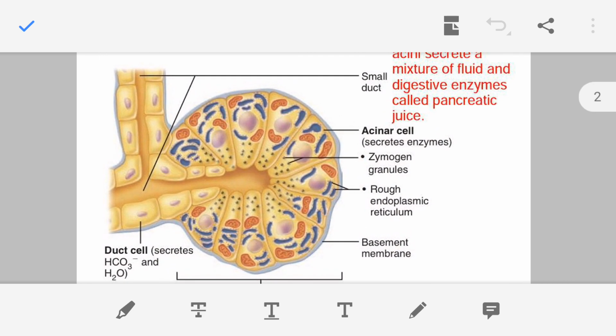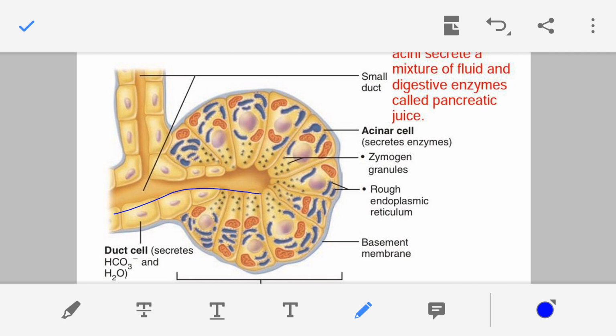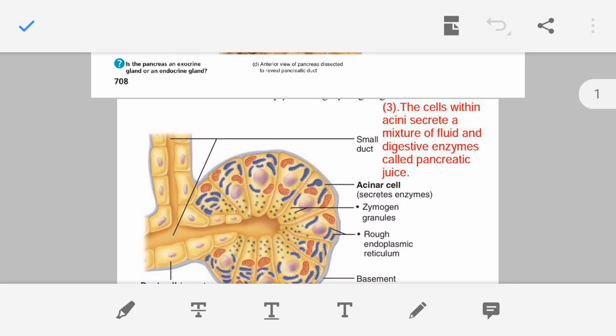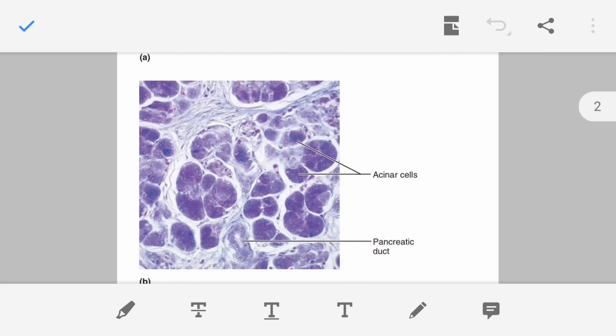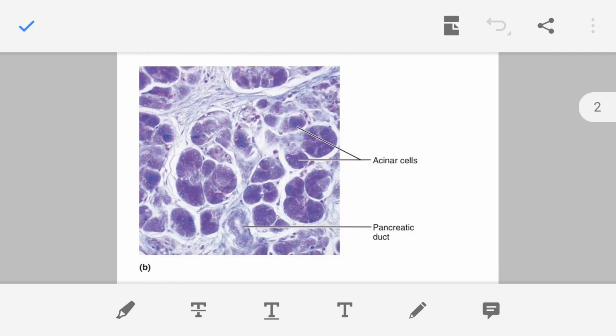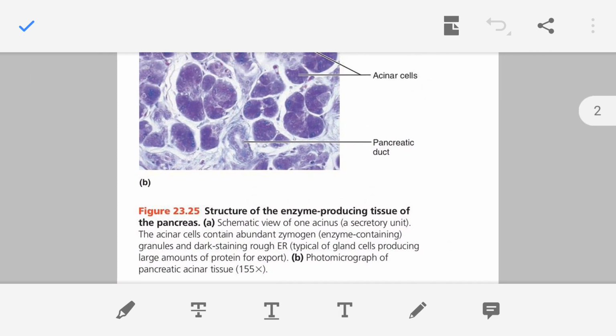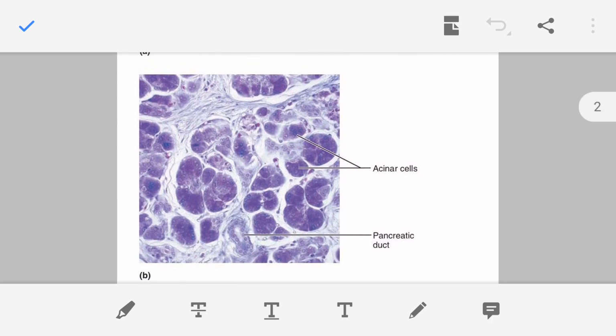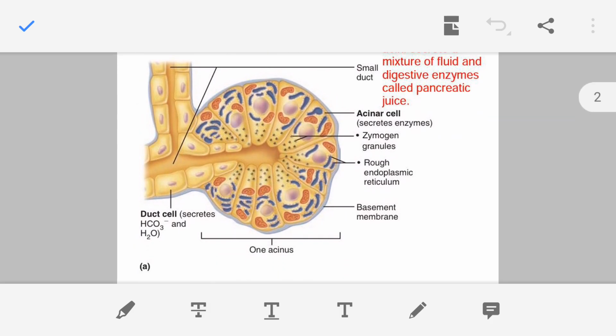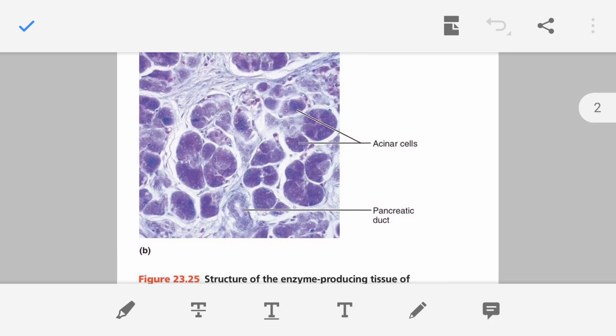Now we will discuss the duct system, how the various ducts in the pancreas are formed, and what is there in this duct, and which are the cells that are surrounding these ducts. That point we are going to discuss now. But before that, you observe this histological slide, the acinar cell and the pancreatic duct, and this is the title of the figure. You observe this. We have already seen this, then this.